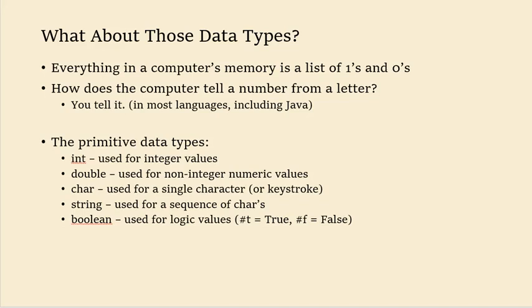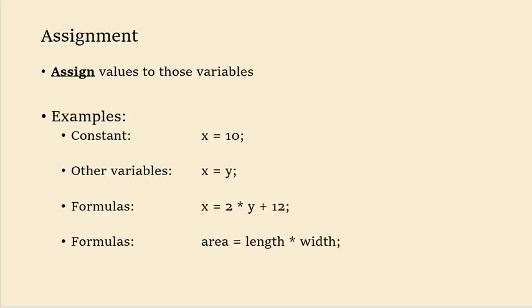Okay, how do we assign values to these things? Once we've declared them, how do we assign values? Really simple. You can assign constant values, like x equals 10. 10 is a constant. You can assign the values from other variables, x equals y. In other words, whatever value y has, whatever value is stored in the memory location that we're calling y, a copy of that is now stored in the memory location that we're calling x.